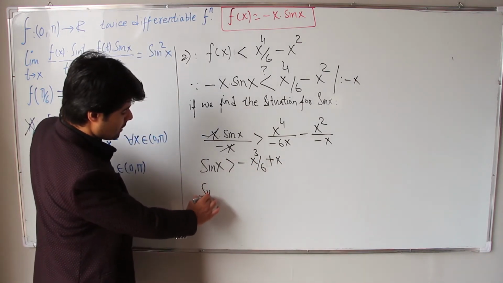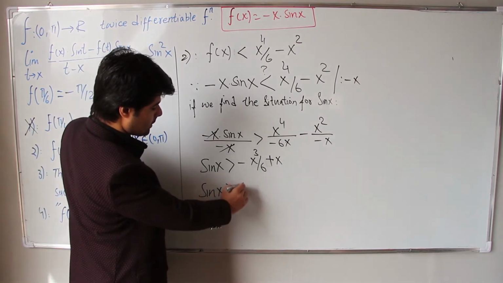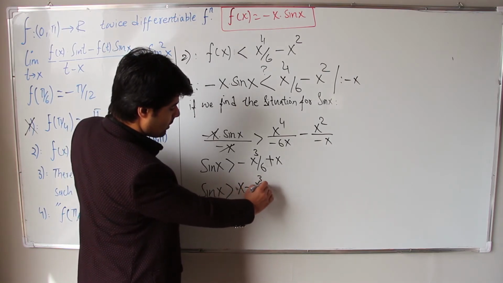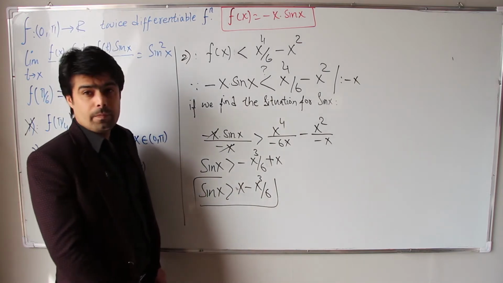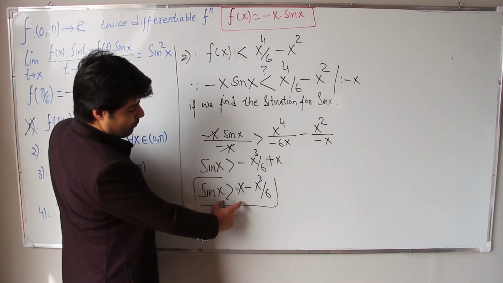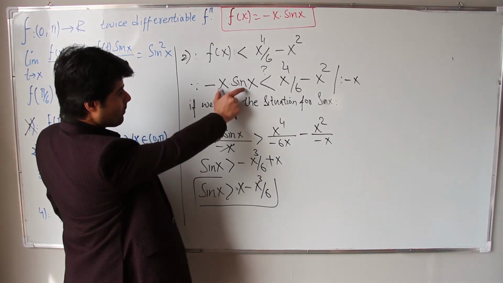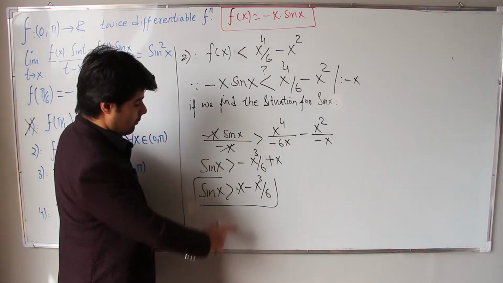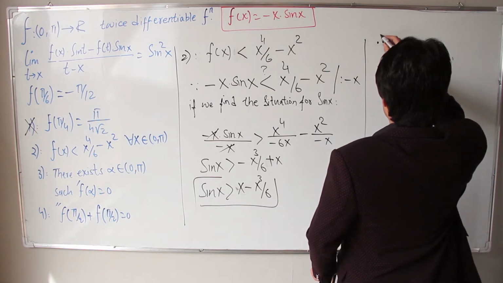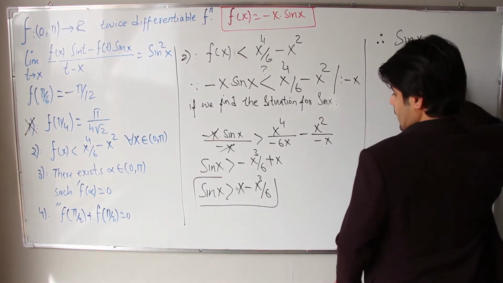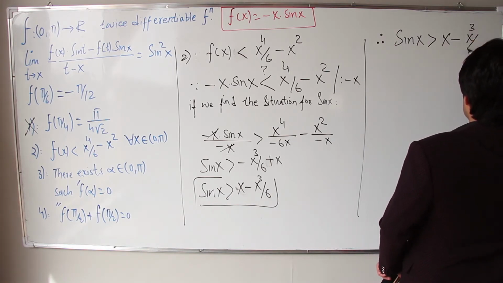Now it means that sine x is greater than what? Than x minus x to the power 3 divided by 6. We have this one. Now if we have this inequality, can we find this inequality? Yes. From this inequality we have sine x is greater than x minus x to the power 3 divided by 6.